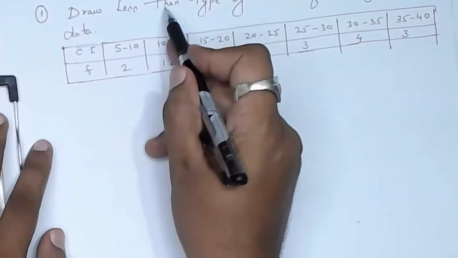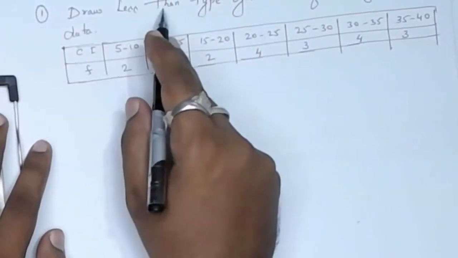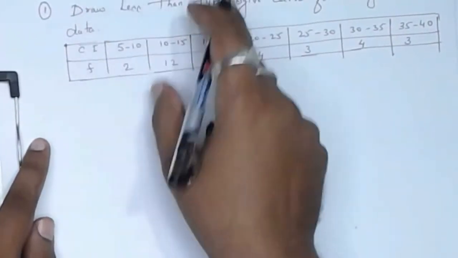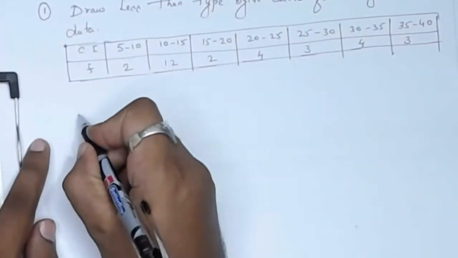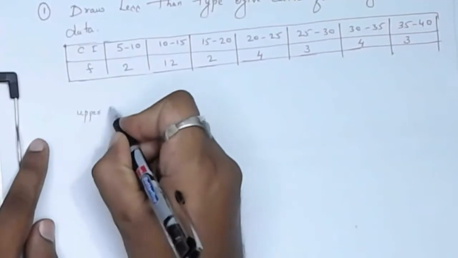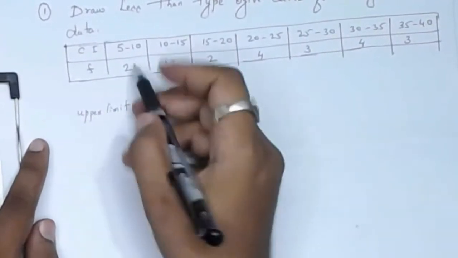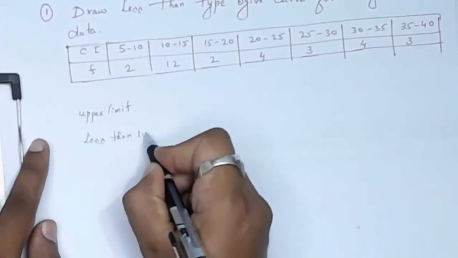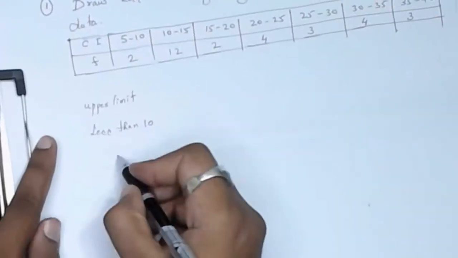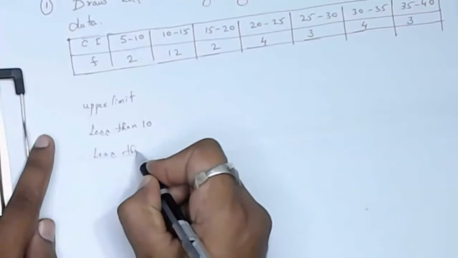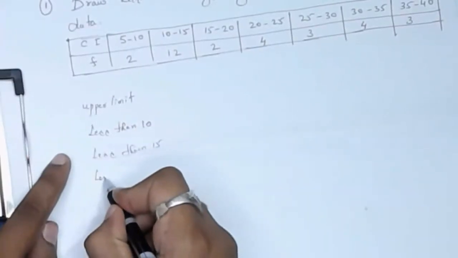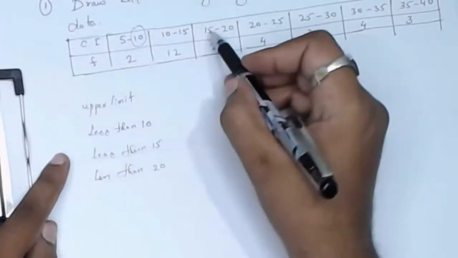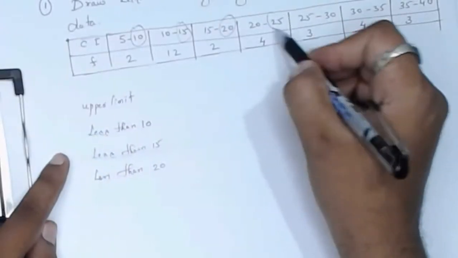So first, what do we do? It is less than type, right? If it is less than, what should we use? Remember, the opposite of less is more, which means upper limit. So this is the upper limit. We are taking the first column as upper limit. That is, less than 10, less than 15, less than 20, less than 25. We have to take these values.